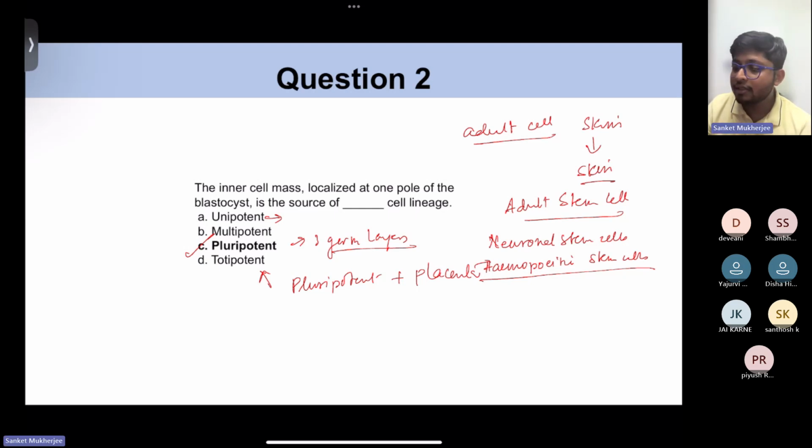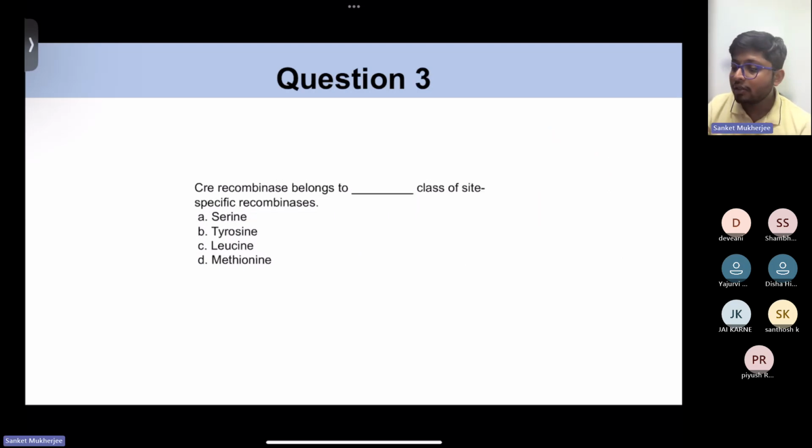Okay, we have already discussed this. Okay, Cre recombinase belongs to dash class of site-specific recombinases. Is it serine, tyrosine, leucine, or methionine?